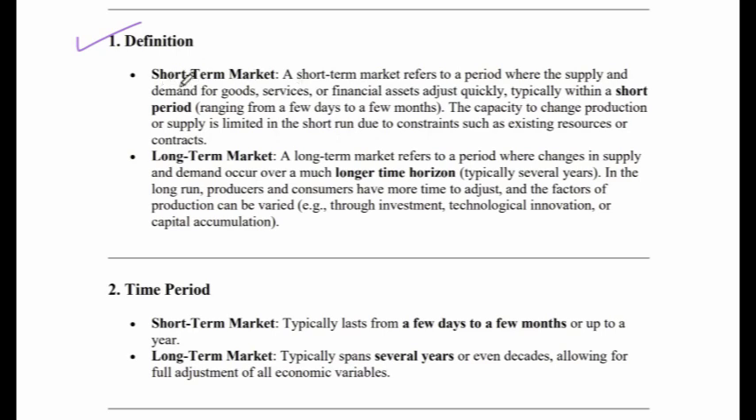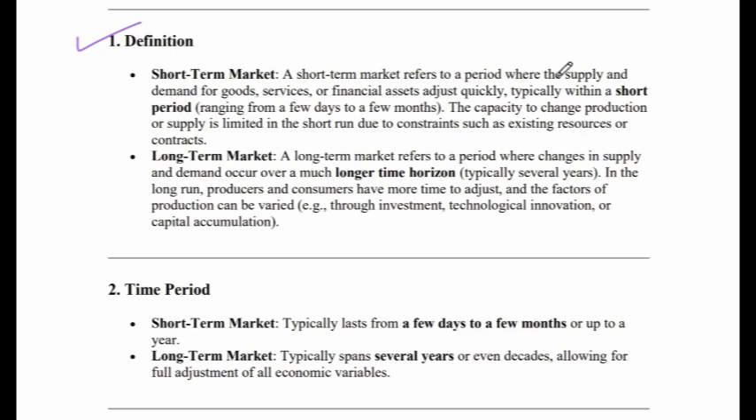पहले समझते हैं कि short term market है क्या. तो एक short term market refers to a period of time where the supply and demand for goods, services or financial assets adjust quickly, typically within a short period ranging from a few days to a few months. The capacity to change production or supply is limited in the short run due to constraints such as existing resources or contracts. तो एक बार फिर से समझ जाते हैं कि जो शॉर्ट टर्म मार्केट होता है उसके अंदर जो सप्लाई होता है और डिमांड जो होता है वो बहुत जल्दी चेंज होता है.